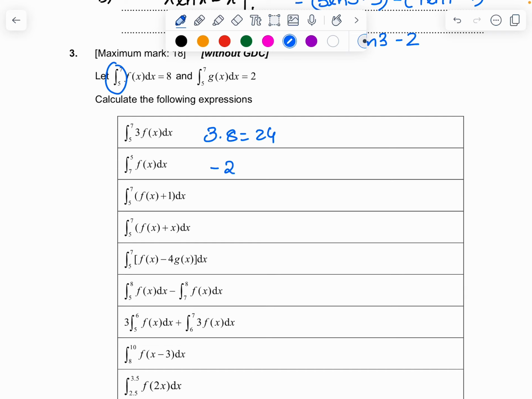Because 5 to 7, instead of 7 to 5, is asked, the area also gets a negative symbol. So it becomes negative 8.